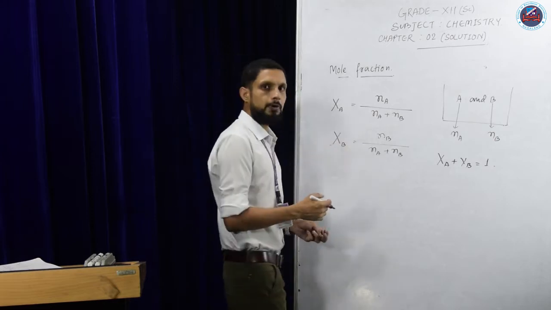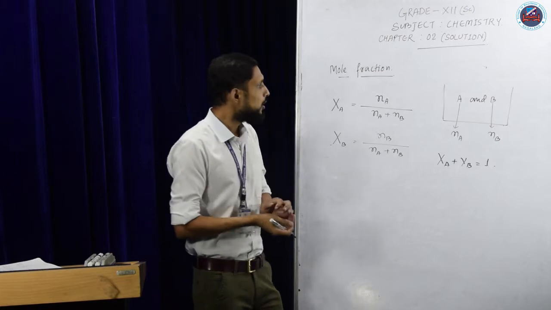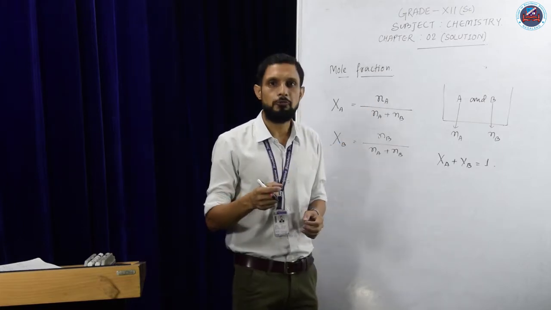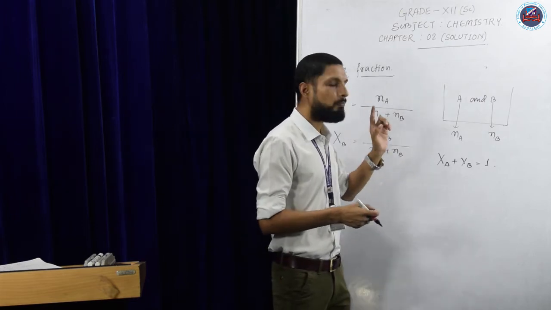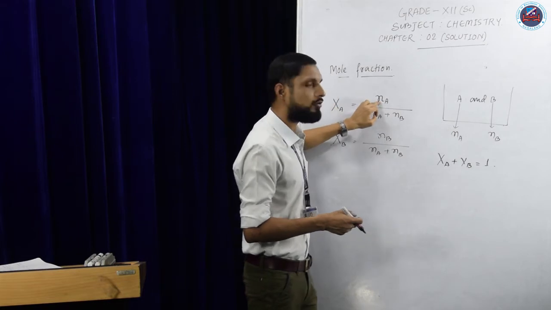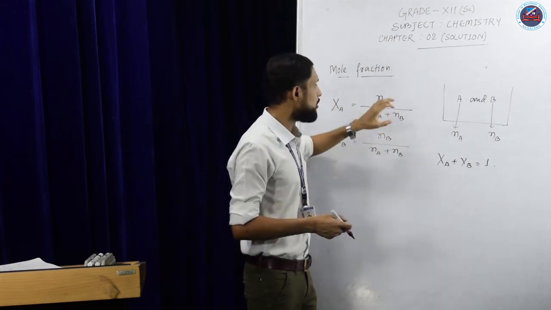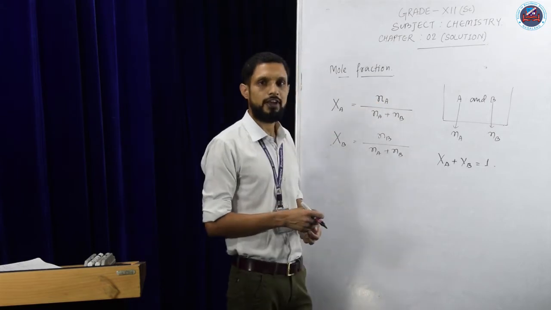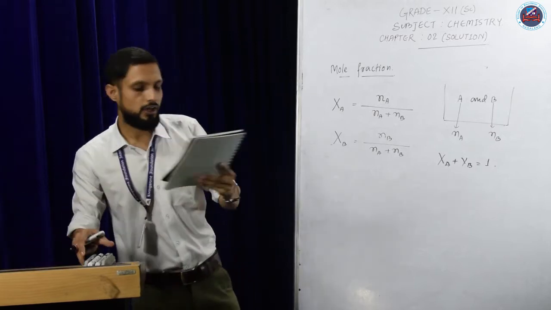Now for numerical purpose you can modify this formula, because in numericals in the question you will not get directly the number of moles. It will be mass and molar mass. So with the help of mass and molar mass, you will calculate the number of moles of A and B, and then you will use the number of moles to calculate the mole fraction. So let us see a numerical to understand this better.